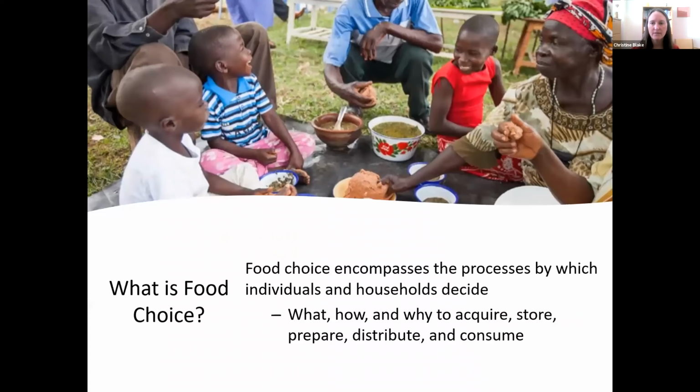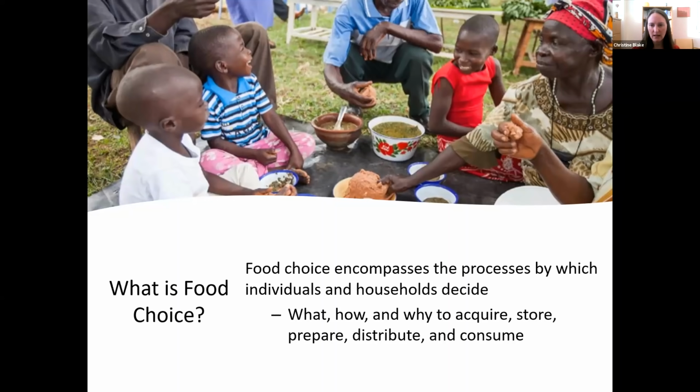So to begin, what is food choice? Food choice is defined as what encompasses the processes by which individuals and households decide what, how, and why to acquire, store, prepare, distribute, and consume the food that they do. Food choice is limited to what is available and accessible, and it's integral to the social, economic expression of identities, preferences, and cultural values that ultimately influence dietary intake and health.